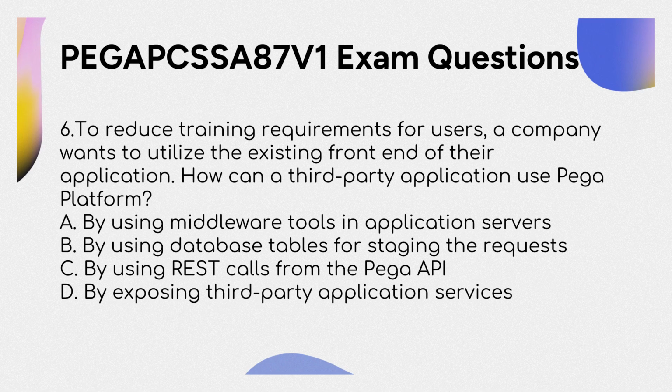6. To reduce training requirements for users, a company wants to utilize the existing front end of their application. How can a third-party application use Pega Platform? A. By using middleware tools in application servers. B. By using database tables for staging the requests. C. By using REST calls from the Pega API. D. By exposing third-party application services.